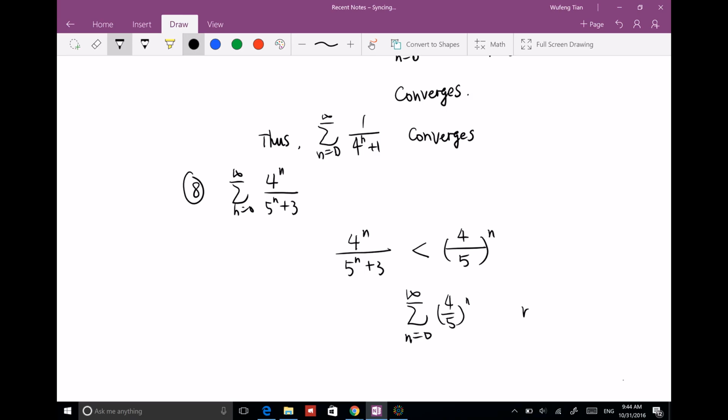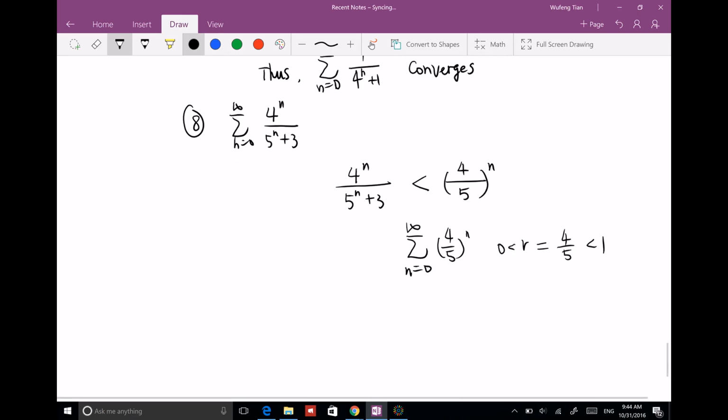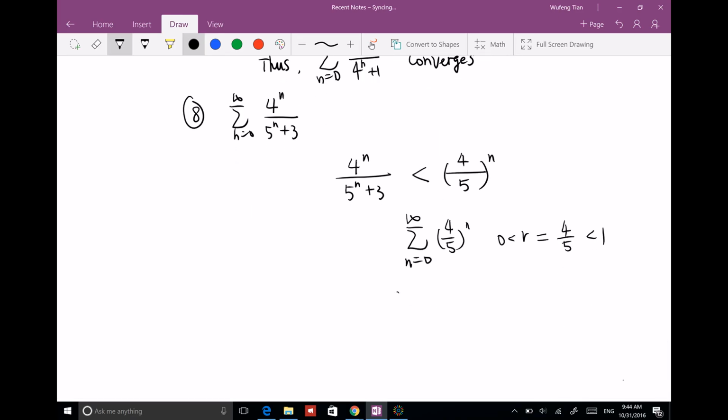Okay, this one converged because? Because r is less than 1. Okay, very good. So the geometric series with r bigger than 0 and less than 1 converges. Since the big one converges, then the smaller series will converge. Perfect, thank you very much, Jasper. So, therefore, the series from 1 to infinity of 4^n over 5^n plus 3 converges.